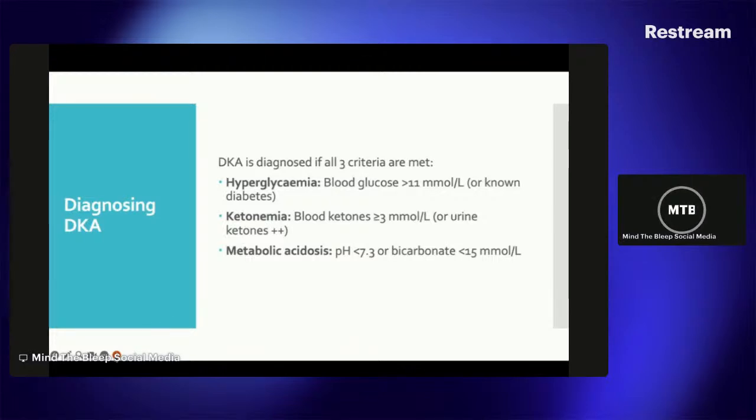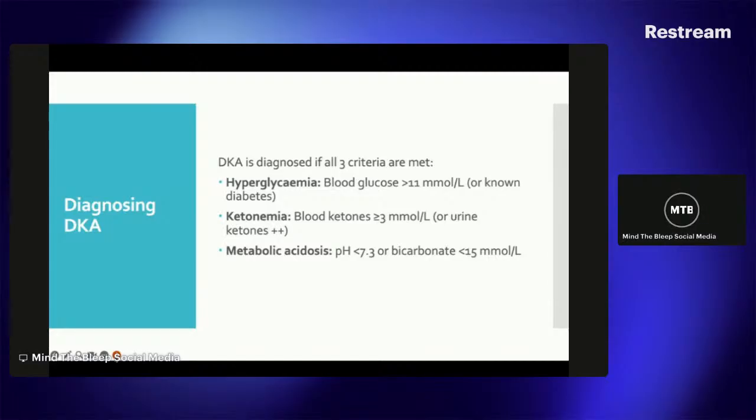And we diagnose DKA if all three criteria are met. These three criteria include hyperglycemia, so blood glucose over 11 millimoles per liter, or the patient is known diabetic already. Ketonemia, so a blood ketone level of at least 3 millimoles per liter or more, or urine positive ketones. And then the final parameter is metabolic acidosis, a pH that is less than 7.3, or a bicarbonate level less than 15 millimoles per liter.